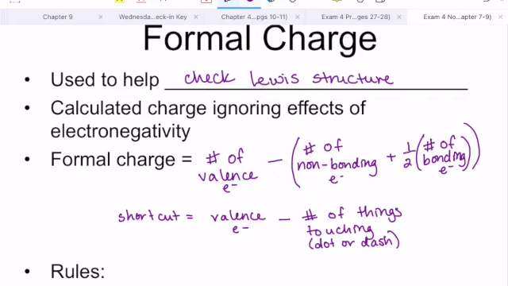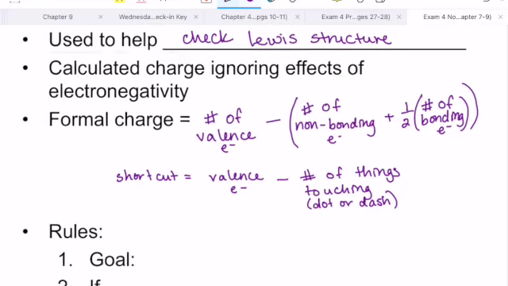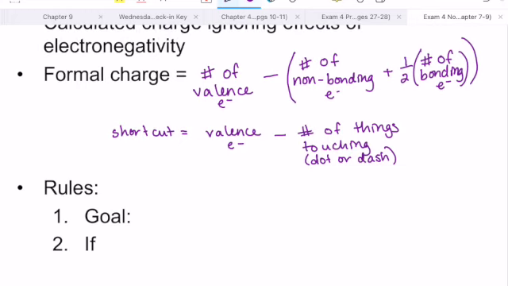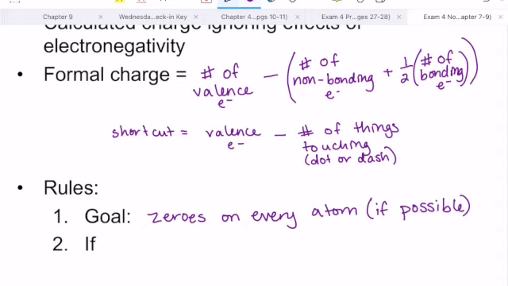But basically, let's talk about what we're trying to do with formal charge. So with formal charge, our goal is always to try to make it so that, if at all possible, we will have 0 formal charges, because 0 essentially means stable or happy, okay? So we are going to try to do zeros on every atom if it's possible. So what that means is we are going to follow the patterns from the previous page and try to make them stable by both having the octet rule and following the patterns.